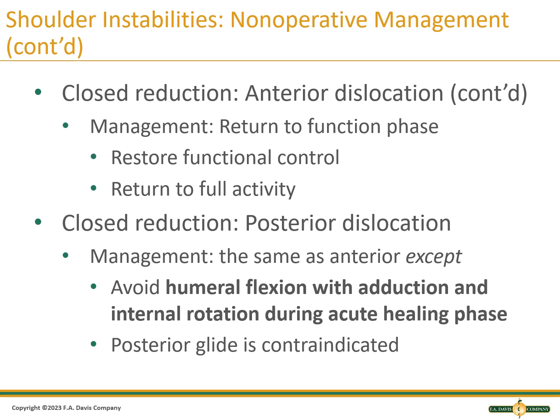This is going to follow the same progression for a posterior dislocation, except we want to avoid humeral flexion with adduction and internal rotation during the acute phase of healing for a posterior dislocation. And a posterior glide is contraindicated, again, because the capsular laxity has already been increased posteriorly. We don't need to increase it anymore.